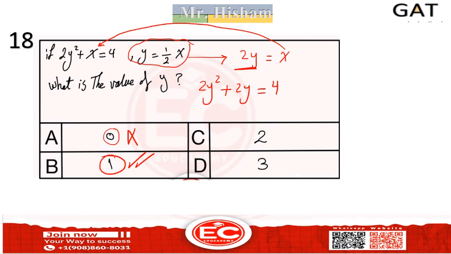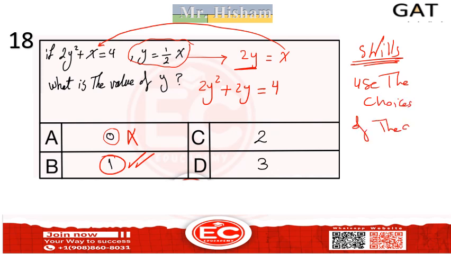So one of the skills that you should learn is how to use the choices of the question given to you.